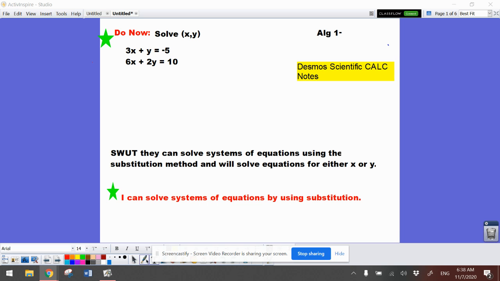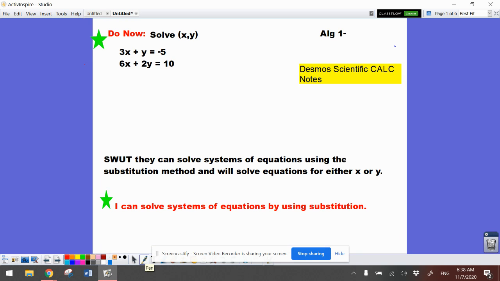All right, let's get started on systems of equations, Day 2 with substitution. So remember back to the last time we met, we were talking about systems of equations, and we said there were 3 different types of solutions you could get.